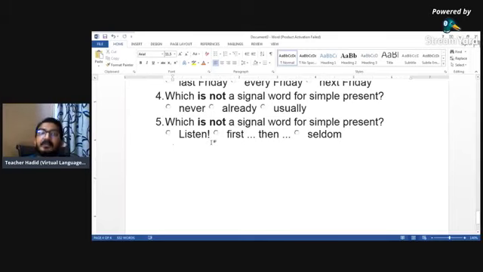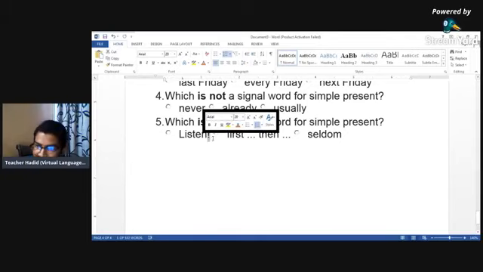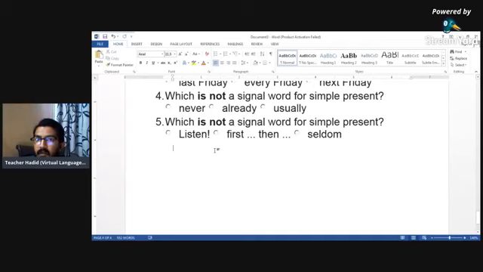It's not like I listen to my parents. It's not an action here. It is an order. You see this exclamation mark? It is an order, with exclamation, with emotion. Listen, like that, when someone is giving you an order.